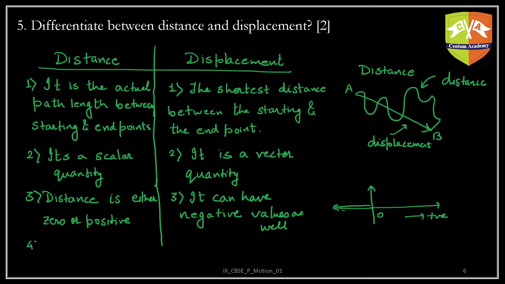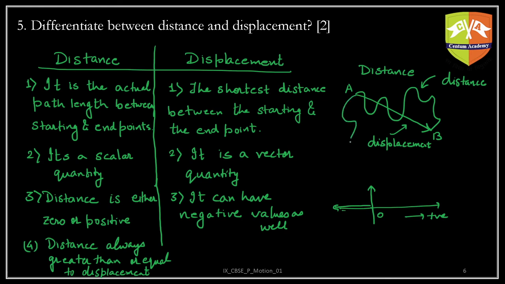Okay, fourth point of difference will be distance is always greater than or equal to displacement. So in any case, let's say here in this case, the distance is this, the path length, and AB is the displacement. So hence, any path length joining AB will be either equal to the displacement AB, the minimum possible is this, or it will be greater than displacement, correct?